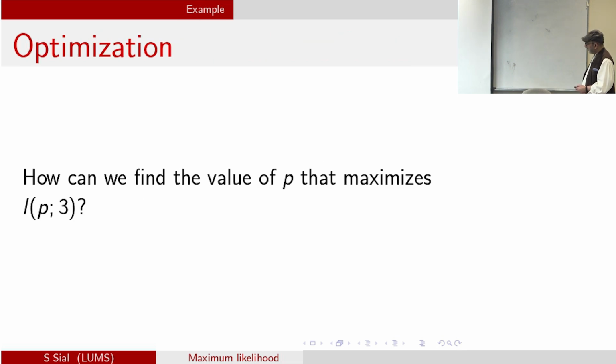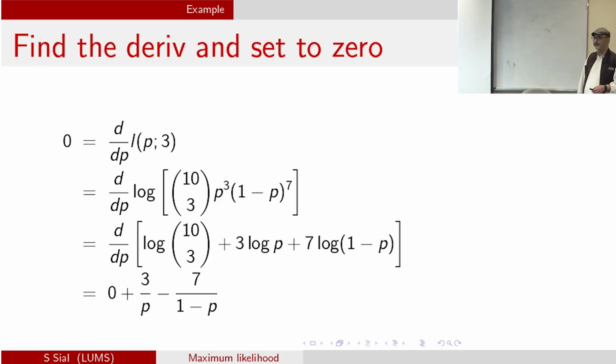So, how do we do optimization? Well, typically we take derivatives and we set them equal to 0. At what value does the derivative equal 0? Let's do it for this function. We take the derivative with respect to p of the log likelihood function, which is the derivative with respect to p of the logarithm of the PMF when x is equal to 3, so 10 choose 3, p cubed, 1 minus p to the 7.